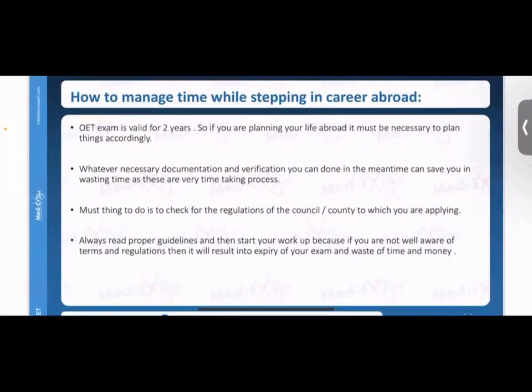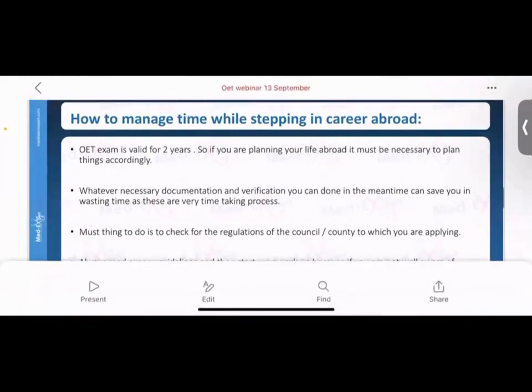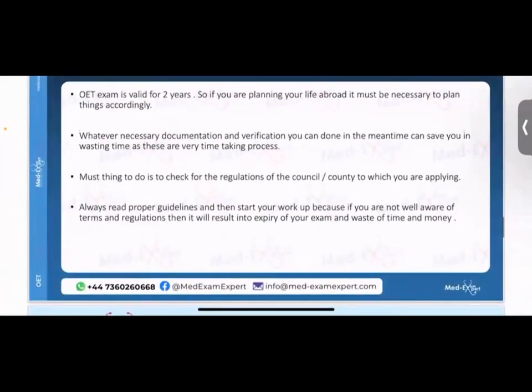So how to manage time while stepping into a career abroad? These are the things. The OET exam is valid for 2 years. So if you are planning your life abroad, it is necessary to plan things accordingly. If you are planning to go abroad right now, then book your exam right now and take it, and just start your process.